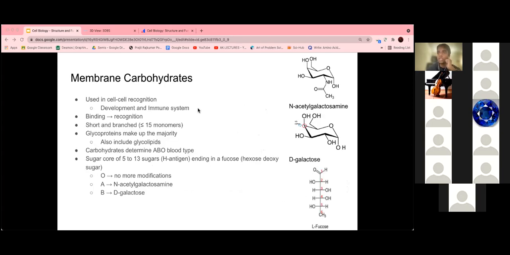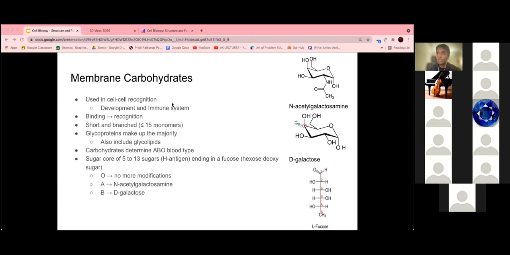Now I'll be moving on to membrane carbohydrates. Carbohydrates that are attached to the surface of membranes are often used in cell-cell recognition. Cellular recognition allows for the sorting of cells during development, and it also provides the basis of the immune system. The binding of one cell to a carbohydrate on the surface of another allows for recognition. Membrane carbohydrates are short and branched, typically 15 monomers or fewer.